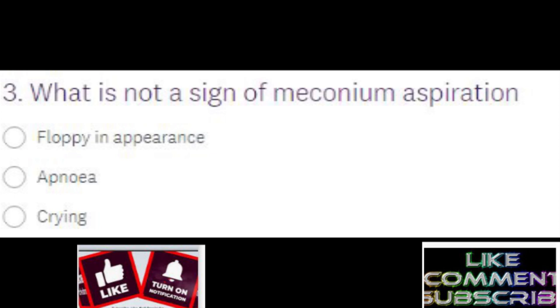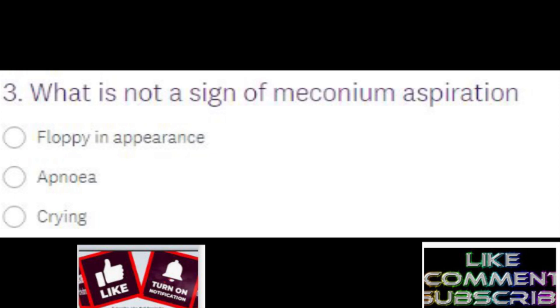The question is, what is not a sign? You should always read the question correctly, because sometimes it can be positive or negative. So you should always look for whether there is a "not", or whether they are asking for a sign of meconium aspiration or not a sign. You shouldn't be very fast in reading the question. Read it very carefully. So what is meconium?